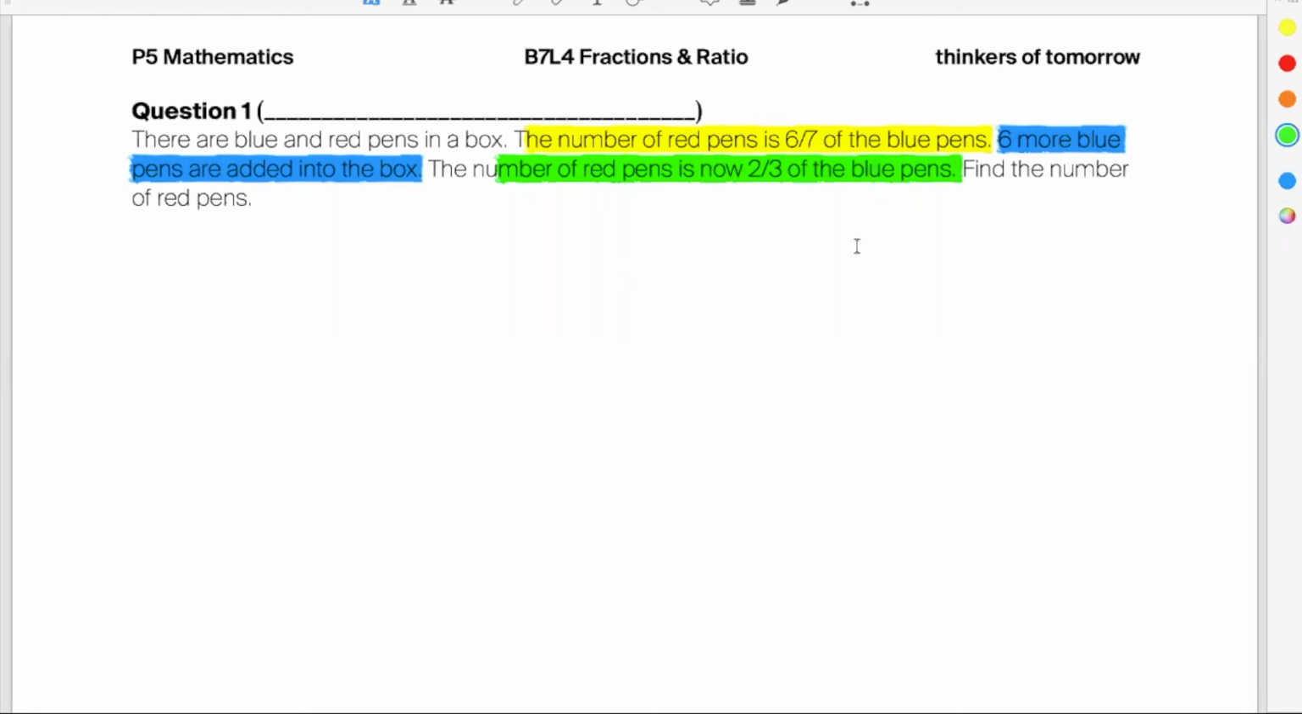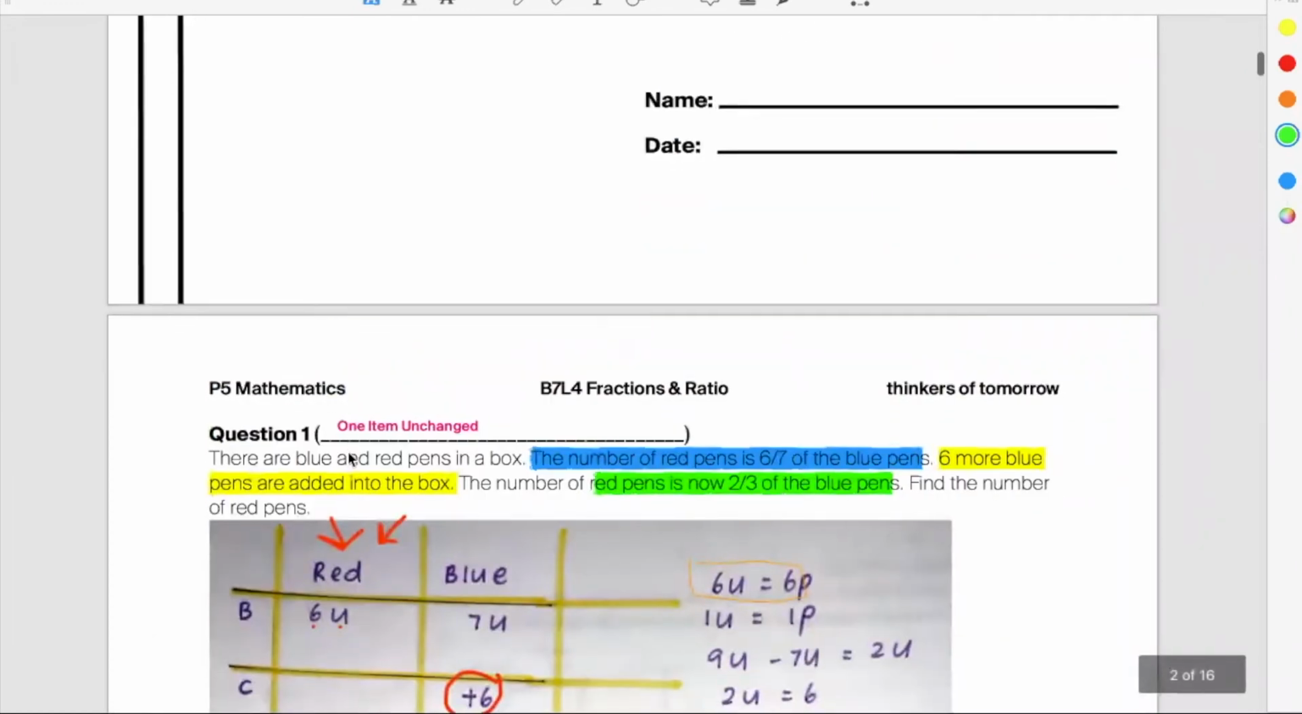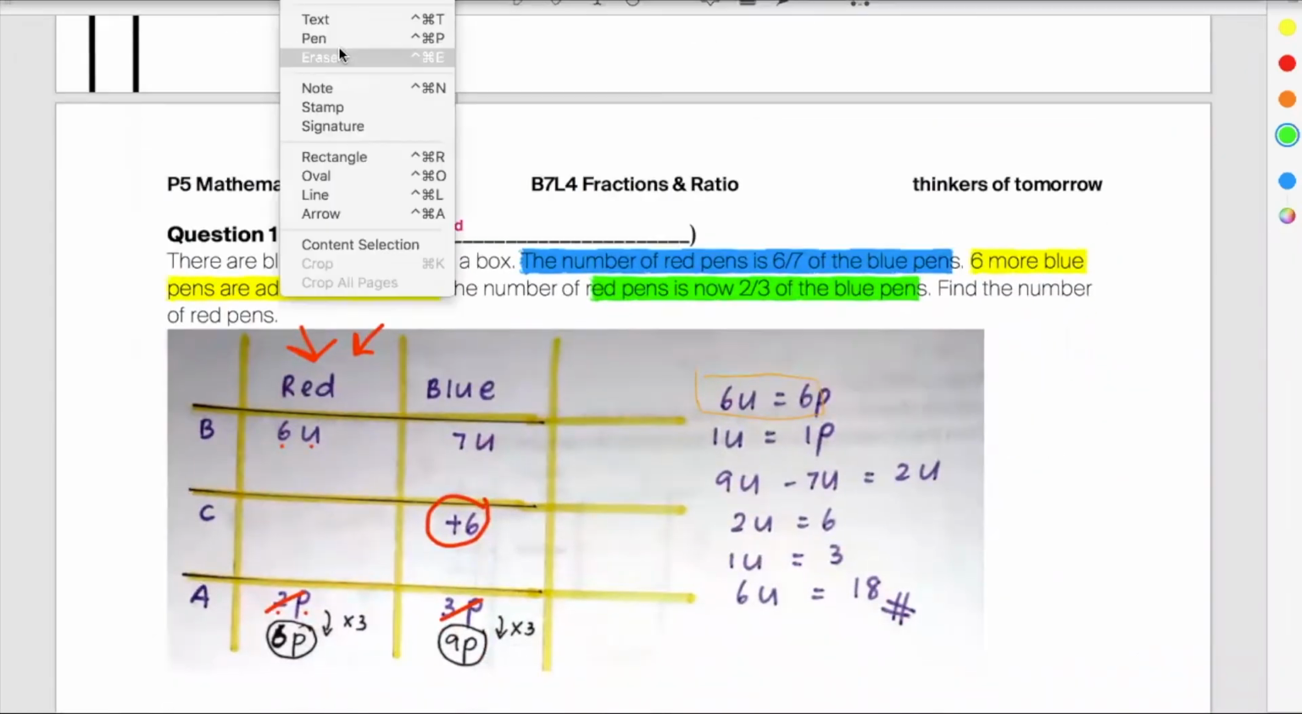Wait, before we go, can I ask you guys a question? Look at the highlighted blue. 6 more blue pens are added into the box. Can someone tell me what stays the same in this question? The number of red pens stays the same. Am I right, guys? So do take note. So the first step is to, because this is BCA, erase this part.